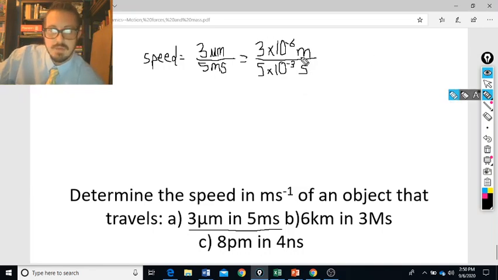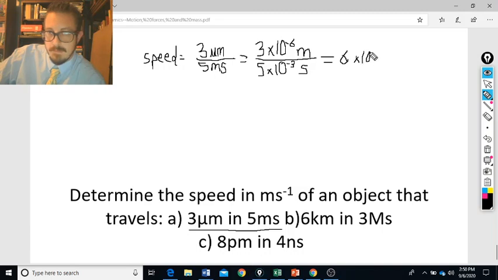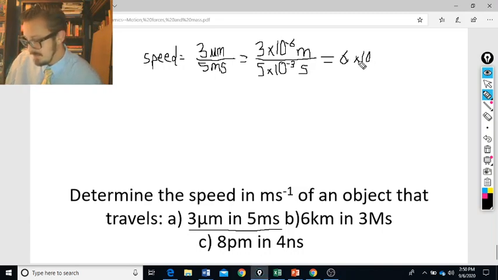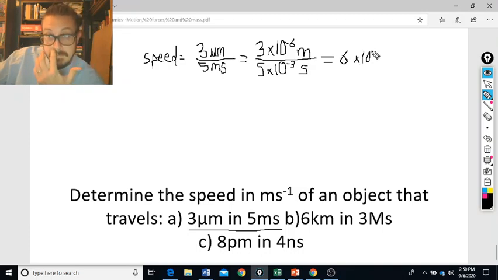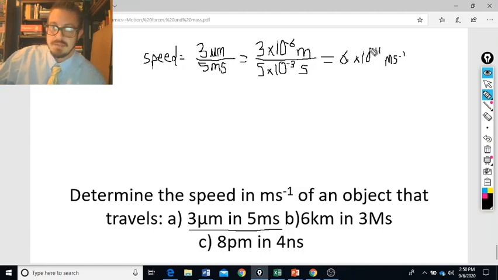0.0006. Remember, we've talked about this. It's a good habit to get into, when you're dividing by values in scientific notation, to always use grouping symbols. So we have 6 by 10 to the negative 4 meters per second. 0.0006 meters per second.